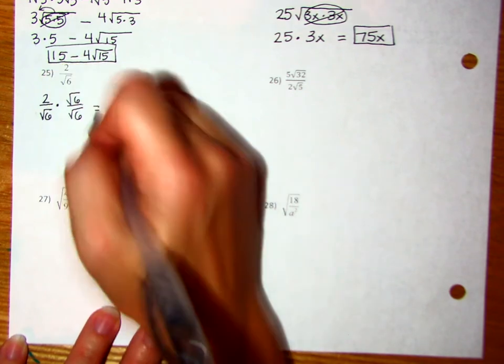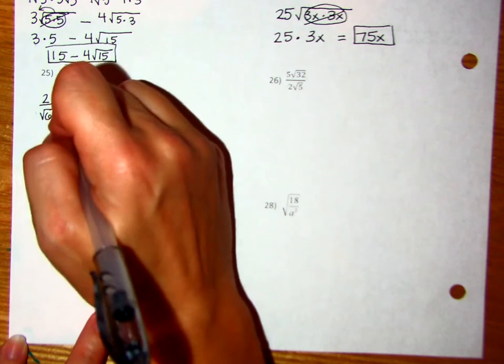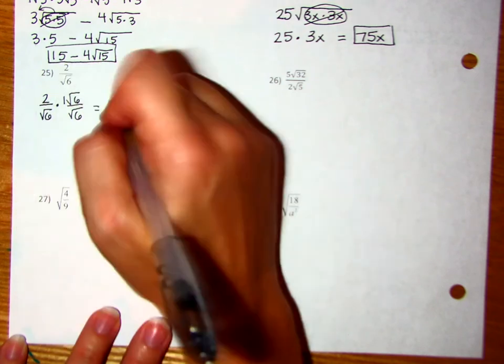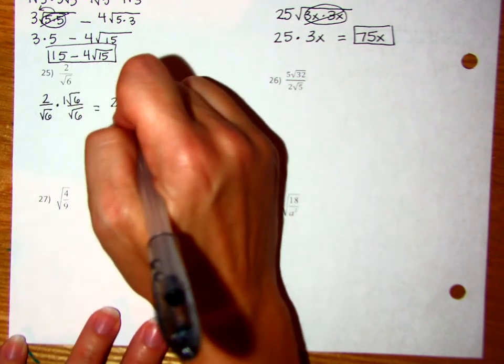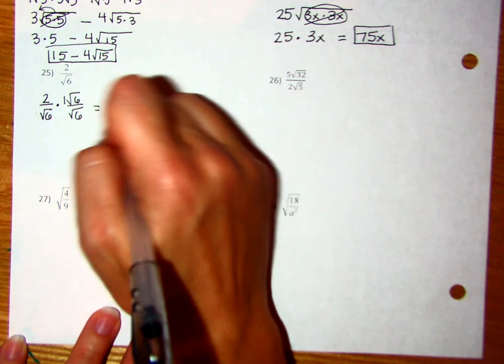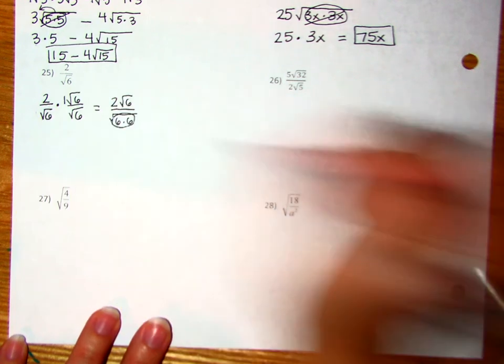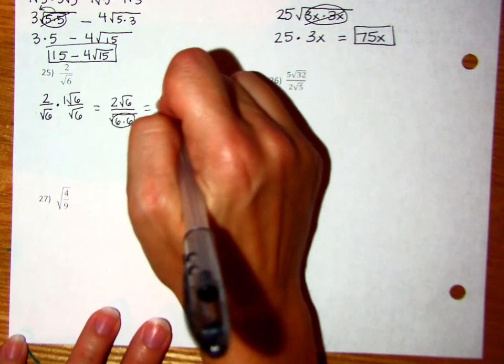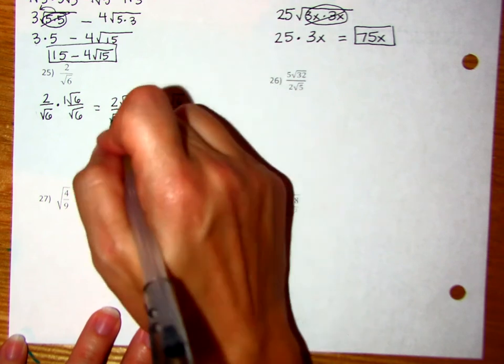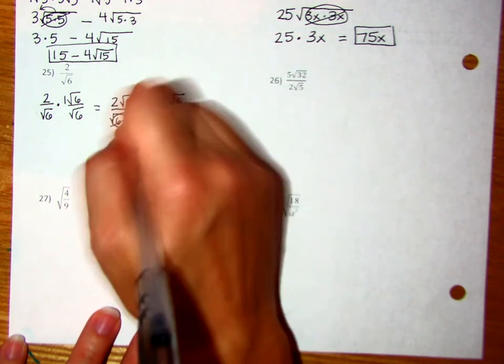So on the top, you say, I've got an outside term. There's an invisible 1 here. So 2 times 1 is 2, square root of 6. Over the bottom, we've got a 6 times a 6, which, by the way, makes a twin. So on the top, I have 2 square root of 6. On the bottom, I get to pull 1 out. That takes care of that.